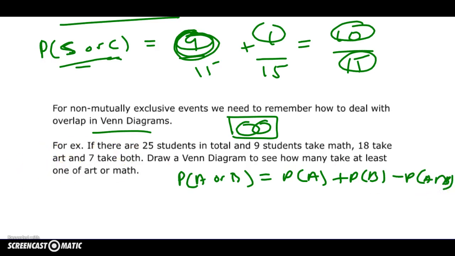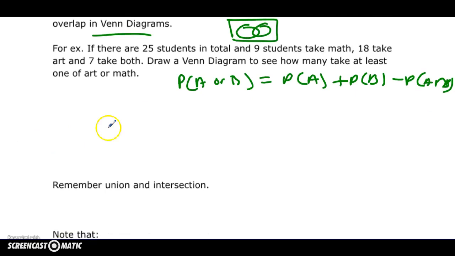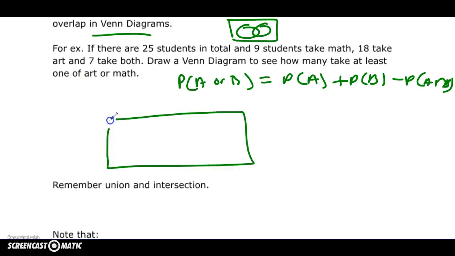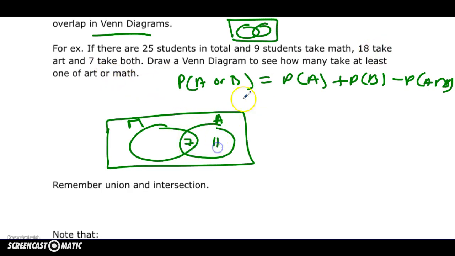So here, if there are 25 students in total, and 9 take math, 8 take art, and 7 take both. Remember when we did this, if we draw it like this, and I'll go math and art, you could have done it the other way around. 7 take both, so that goes here. 18 take art, so 11 goes here, and 9 take math. Remember, how did I get 11? It was 18 total in the circle, 7 go here, so I subtract the 7 to get this.